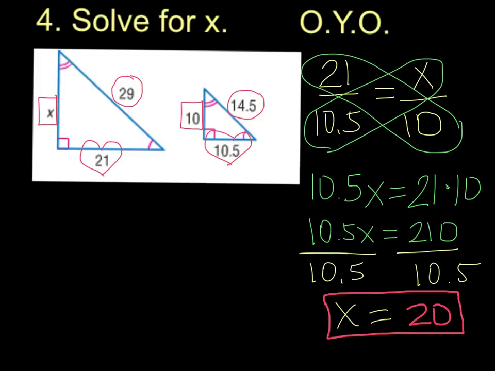So even if you chose to use the 29 and the 14.5, you still get the answer of 20. All right, good. Did you get that one right without any help? I hope so. That would be really cool.